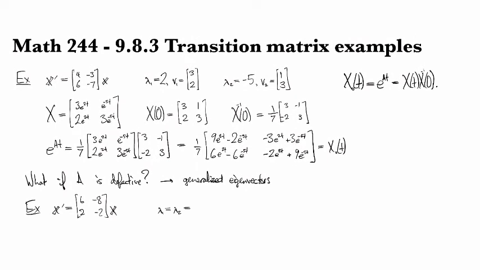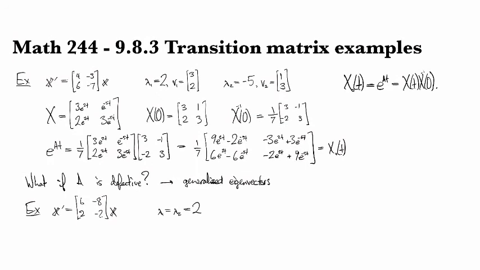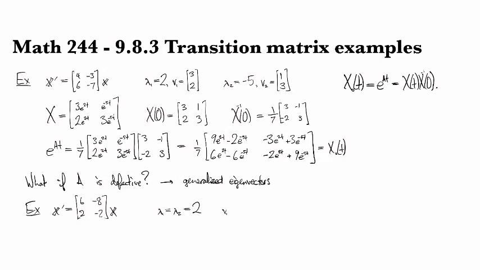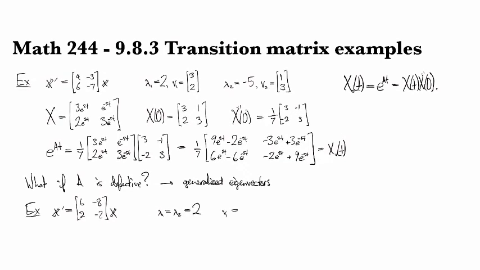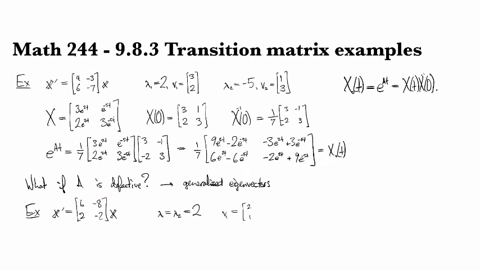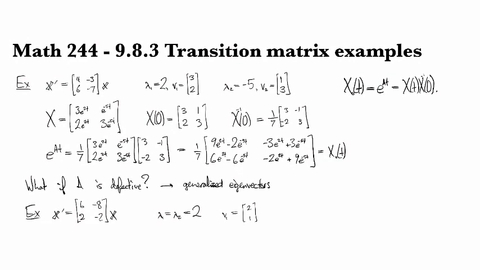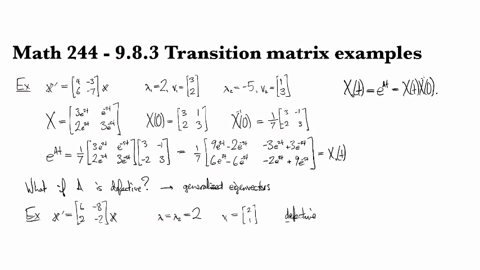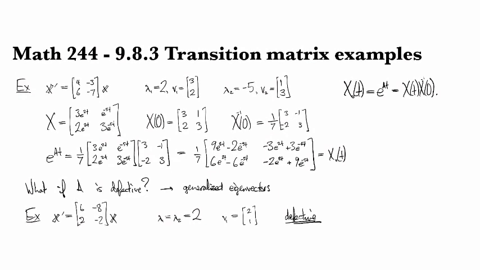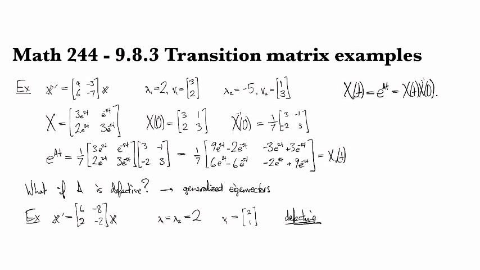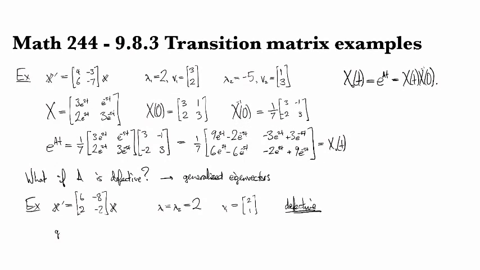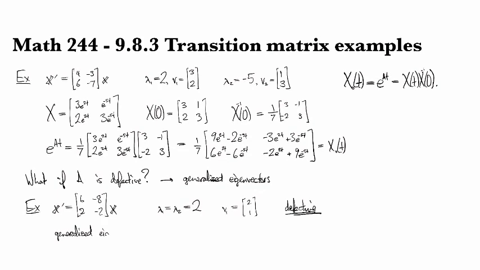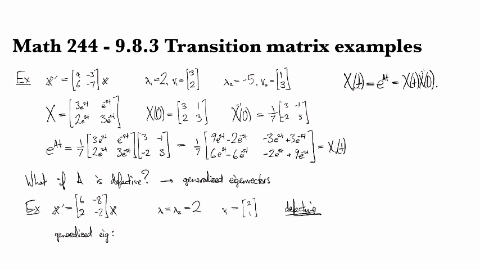For this one, the eigenvalues are both equal to 2, and when we go looking for an eigenvector, we end up with 2, 1. And so the situation is defective because we only have one eigenvector for an eigenvalue of multiplicity 2. So we look for a generalized eigenvector.